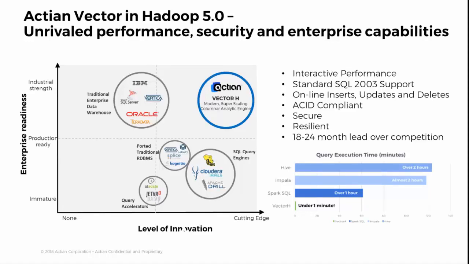In very simple terms, on the y-axis here, we have enterprise readiness, right? Whether or not this is ready to power the biggest enterprises in the world. And on the x-axis, we have level of innovation. So what we've done with Vector is provide all of the capabilities that one expects to find in the likes of IBM's Netezza, Vertica, Teradata, Oracle Exadata, and so on. All of those enterprise capabilities and expectations that were set by those more traditional enterprise data warehousing products are delivered in VectorH. But we've done it on a platform of innovation where we can't be matched, right?